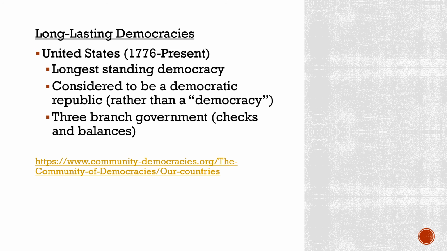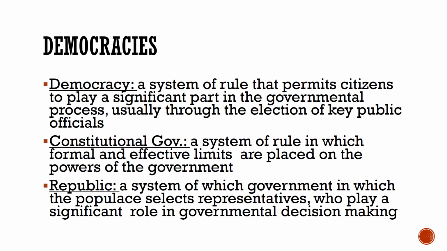This link right here, if you end up clicking on it or typing it in, will show you different levels of democracies in the world and which governments are classified as democracies and which are not. Now, democracies themselves, these are just some basic definitions. Democracy is a system of rule which permits citizens to play a significant part in the governmental process, usually through the election of key public officials. Simply saying people get to have a say in the election.